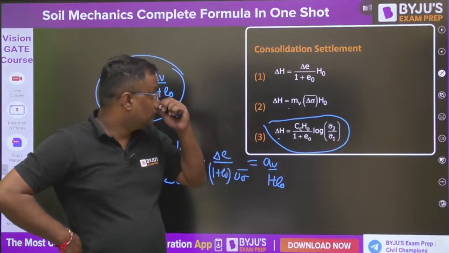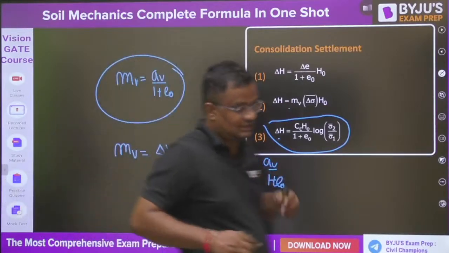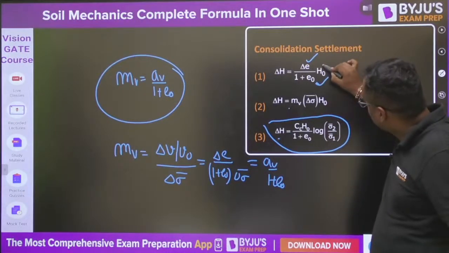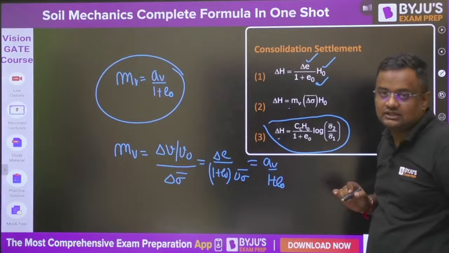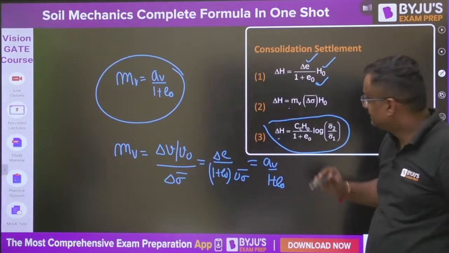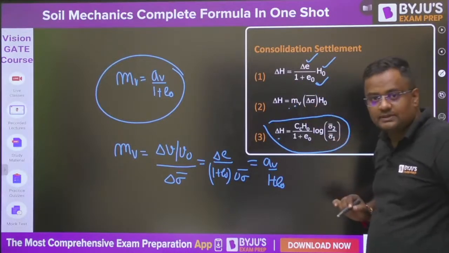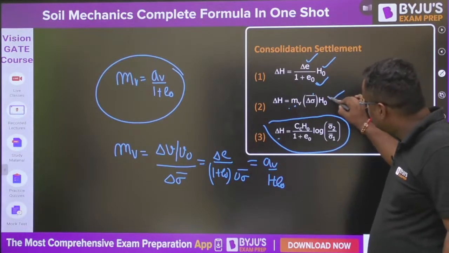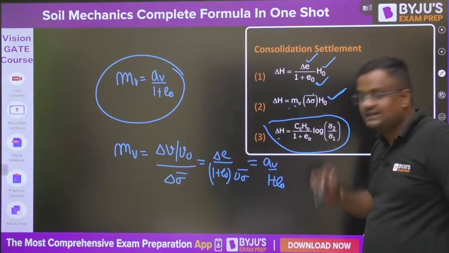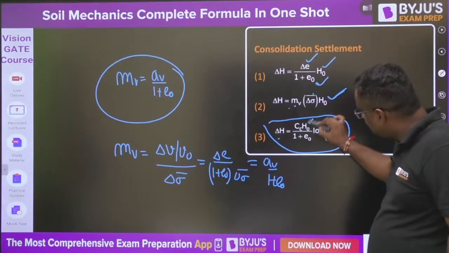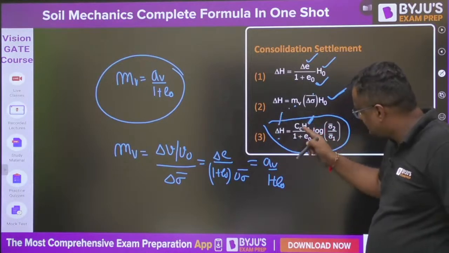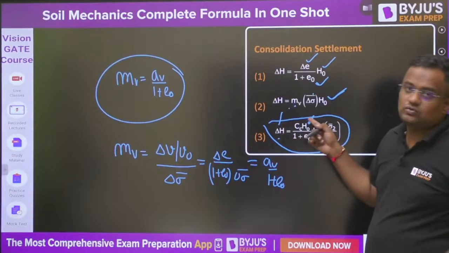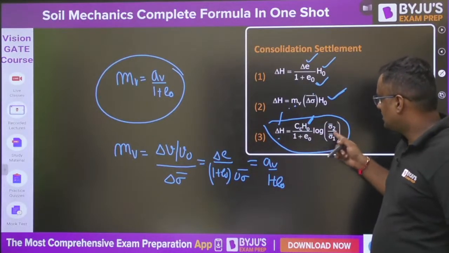Now what is here? Δe is the change in void ratio, e0 is the original void ratio, H0 is the thickness of the layer for which I am finding settlement. Similarly, mv is the coefficient of volume compressibility, Δσ̄ is the change in effective stress, H0 is the thickness of that layer for which we are finding settlement. Cc upon 1 plus e0: if the soil is NC, we will use Cc. If the soil is OC, we will use Cr, log σ2 bar by σ1.